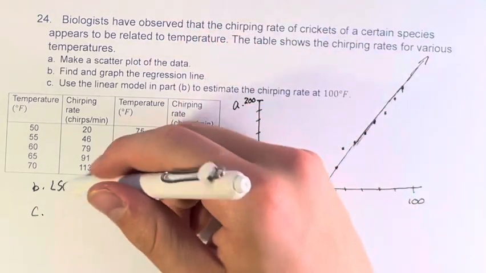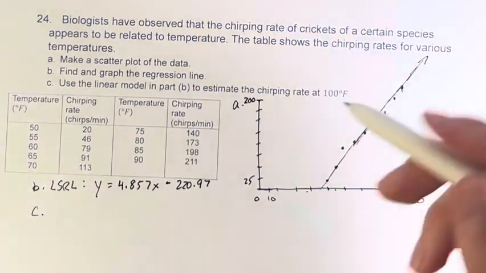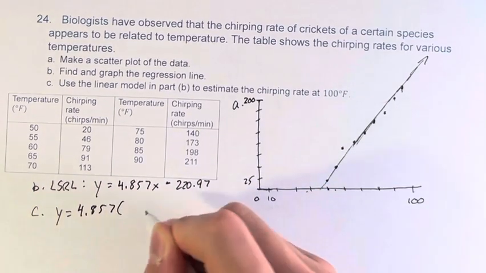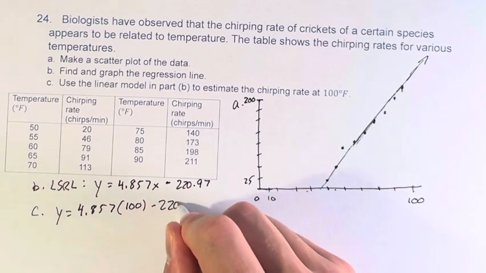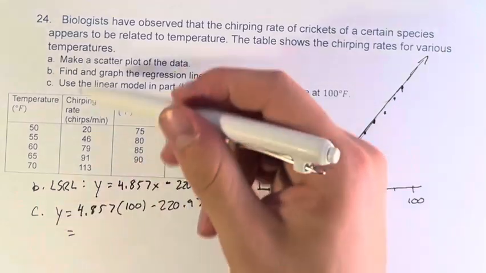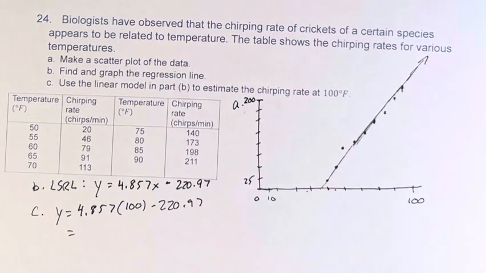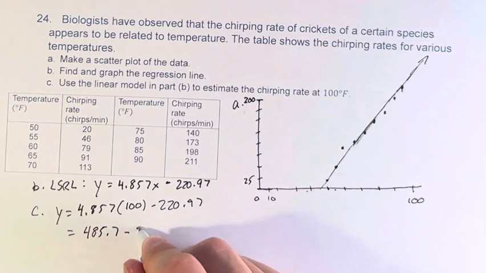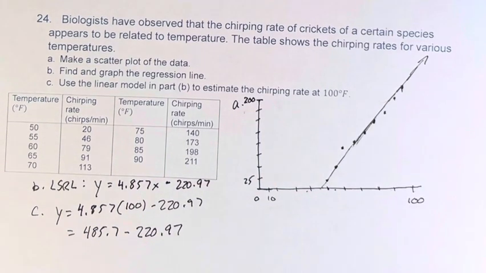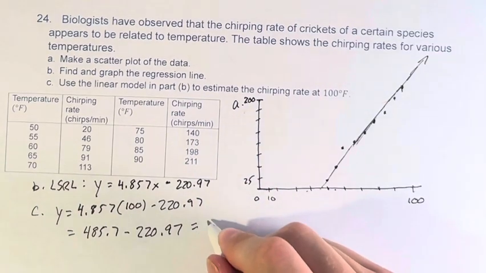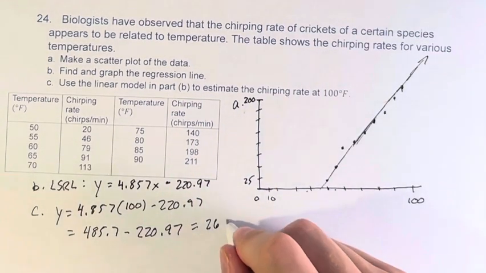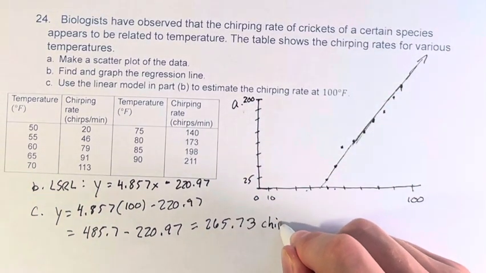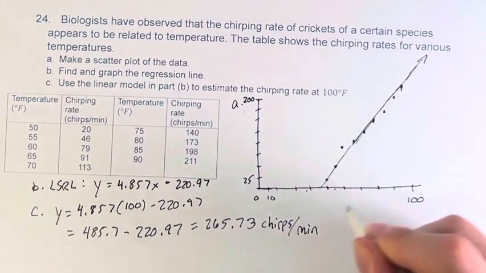C: use the linear model in part B, right here, to estimate the chirping rate at 100 degrees Fahrenheit. So y is equal to 4.857 times 100 minus 220.97. This is the y value, the chirping rate at temperature x equals 100. 4.857 times 100 is 485.7 minus 220.97. This is equal to 265.73. So this is the estimated chirps per minute at 100 degrees Fahrenheit.